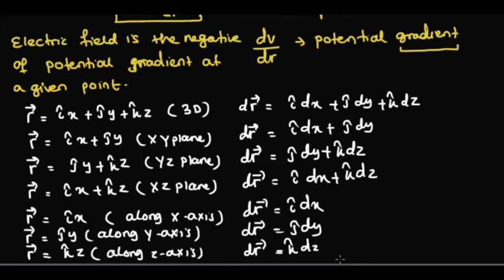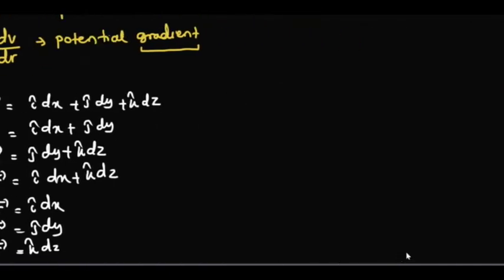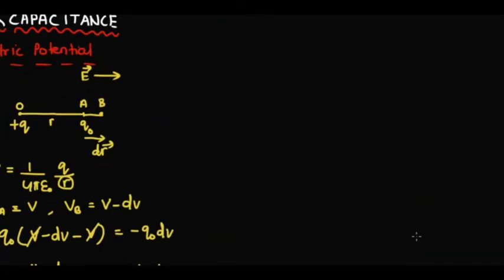But electric field is a vector quantity. It has some component along the x-axis, some component along the y-axis, and some component along the z-axis, if we are talking about 3D space. In 2D space, it has components along any two axes, either xy, yz or xz. And when you talk about only one dimension, the electric field has only one component, either along the x-axis or the y-axis or the z-axis. So in all these cases, how to find the electric field from that formula?